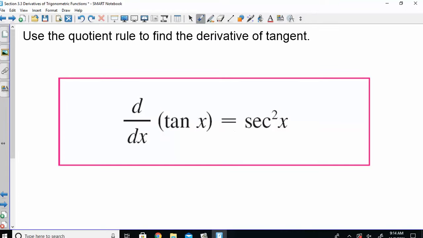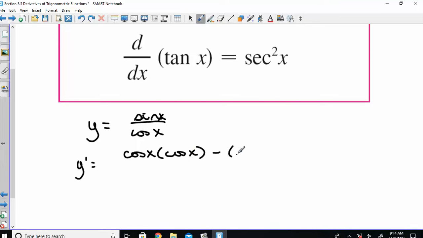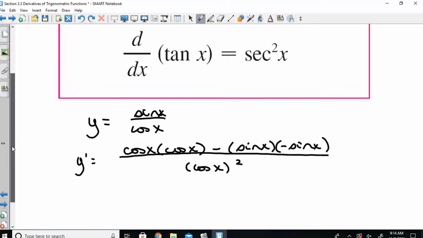The next slide, I gave you the derivative of tangent. If we wanted to prove that, we could just work it out using quotient rule. We know that tangent is sine over cosine. So if you did the quotient rule, that's low D high, what's the derivative of sine? Cosine. Minus high D low, what's the derivative of cosine? Over low squared.